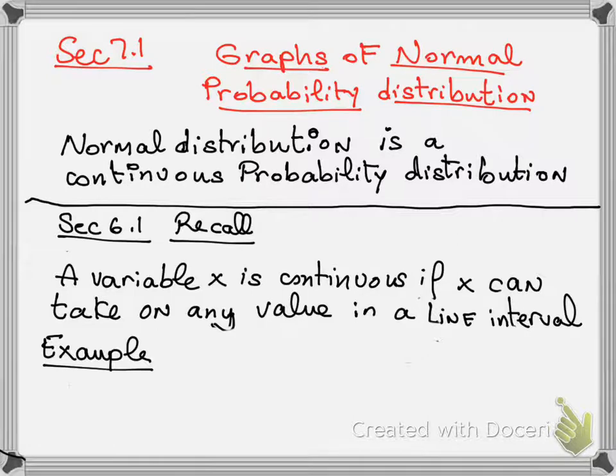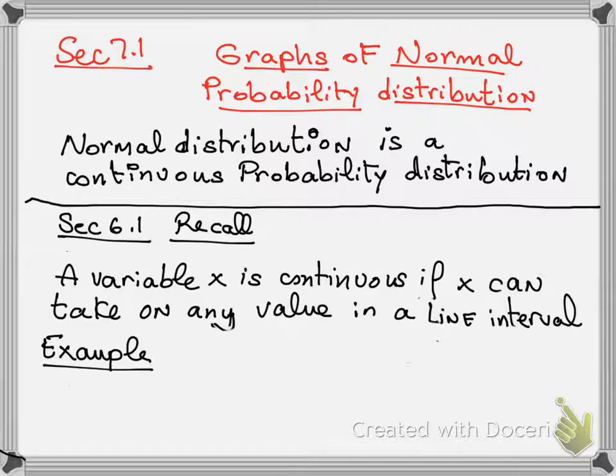So today I'm gonna talk a little bit about section 7.1. It's about normal probability distribution. Normal probability distribution is probably one of the most important continuous probability distributions. Okay, and what's a continuous probability distribution?